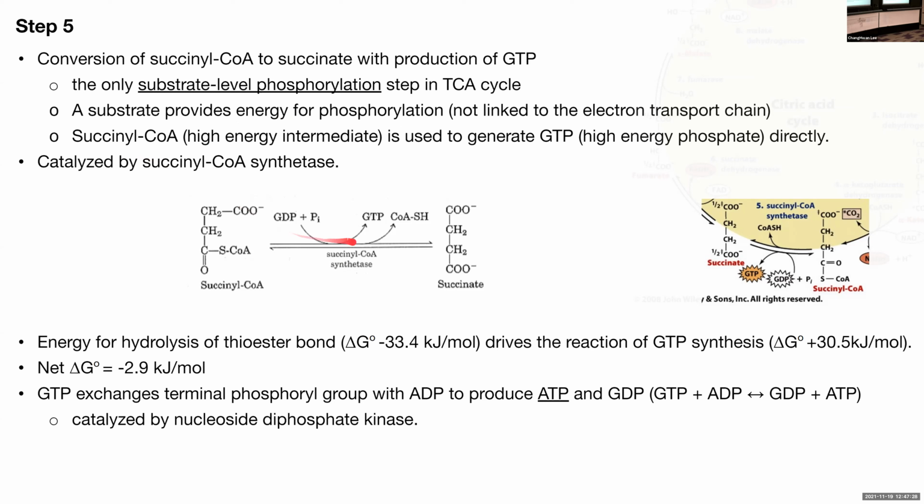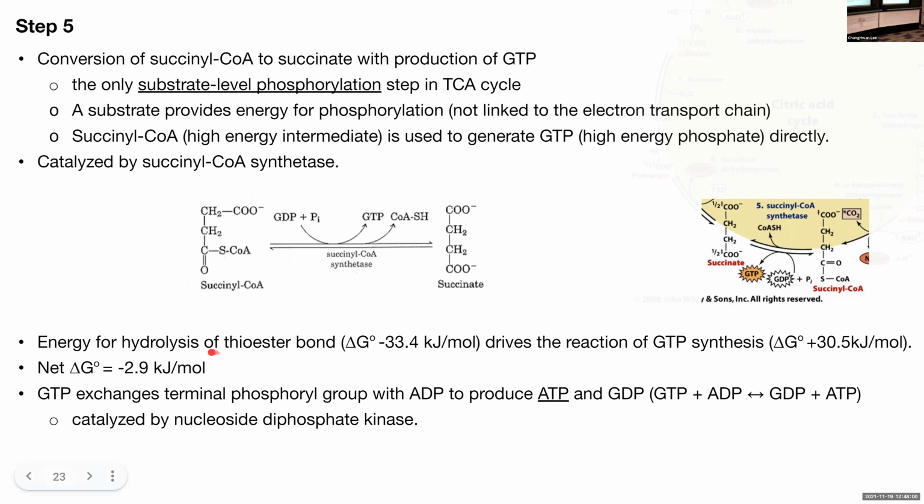And succinyl-CoA is a high energy intermediate because it has this thioester bond here, so it contains a lot of energy. Upon the breakage of this bond, it can release a lot of energy to drive this reaction forward. And it provides the energy to generate GTP, which is a high energy phosphate.